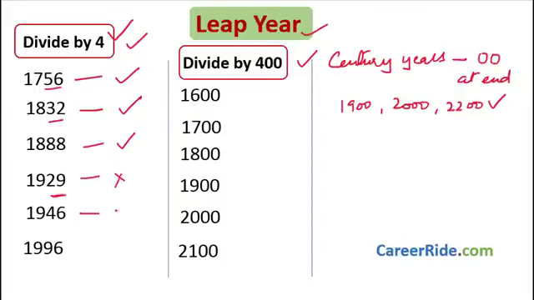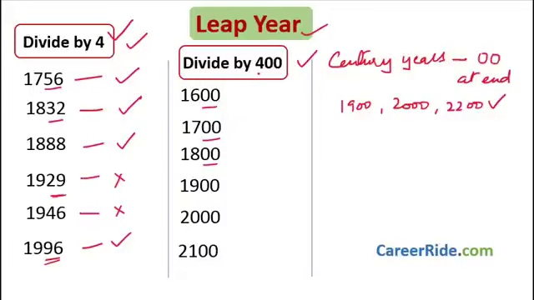1946. Is it a leap year? 46? No, not completely divisible by 4. So it is not a leap year. What happens to 1996? 96, is it completely divisible by 4? Yes, it is. So it is a leap year. So this is the rule for the general years. Okay. Now what happens when you come across century years? As we discussed, these are the years that have got double zero at their end. 1600, 1700, 1800. These are century years. And not all of them are leap years. Okay. And how do we find that?